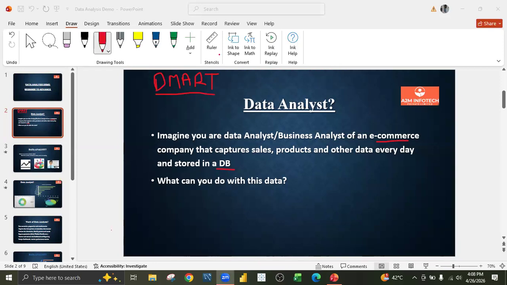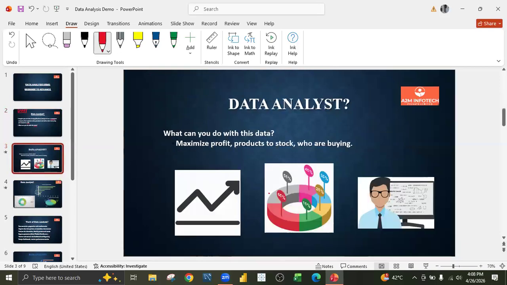Now let's see, you're working for this company, and every day the data is stored. Now there is a question: what can we do with this data? Very important. There are some requirements. What does the client want to see? They want to see the maximum profit, which products should be in stock, and who is buying the products. All this information they want.